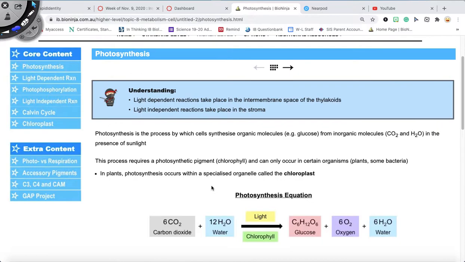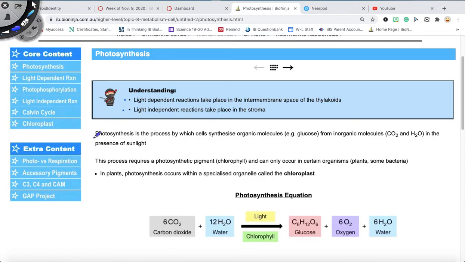So here's the understanding, which is light-dependent reactions take place in the intermembrane space of the thylakoids. Remember, thylakoids are those quarters, right, inside the chloroplast. And light-independent reactions take place in the stroma, which is the cytoplasm inside the chloroplast.